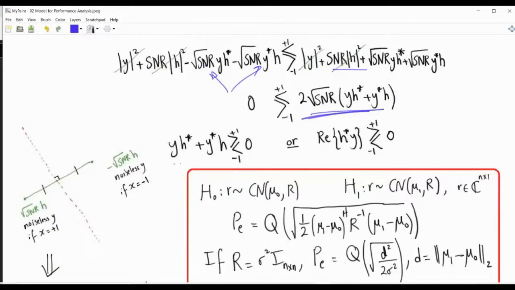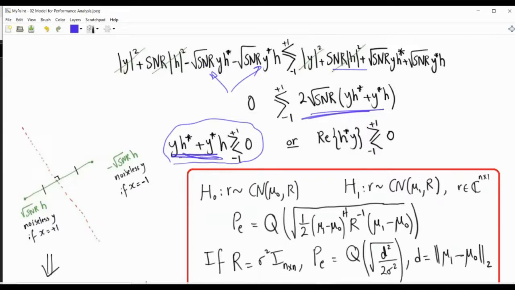And the most simple form in our case will be this form here, which tells you how to make a decision regarding whether +1 or -1 was transmitted. Here is the way to go. You need first to know h. So you go and estimate it, and suppose that we have this estimate and that it's even perfect. Then you need to compute this decision statistic, h conjugate times y plus h times y conjugate, and compare this with 0. If this is greater than 0, we say that the symbol is +1. Otherwise, we say that it is -1.